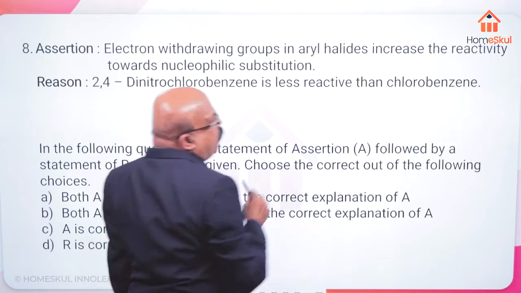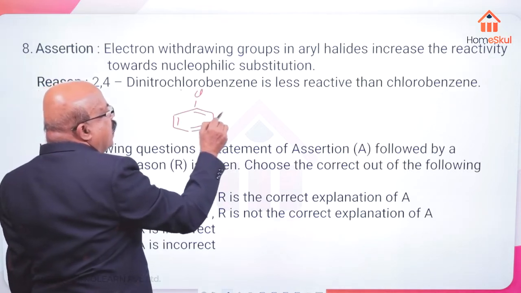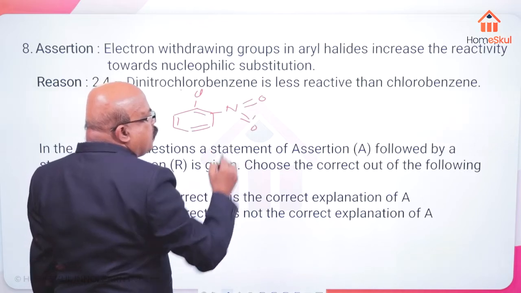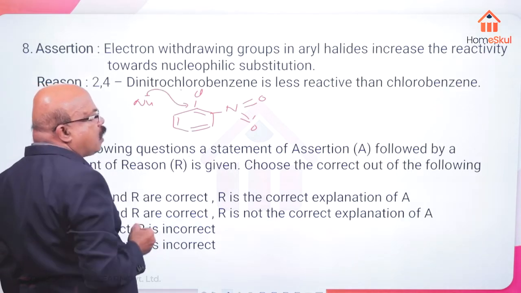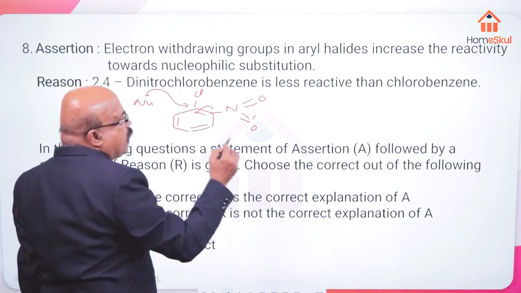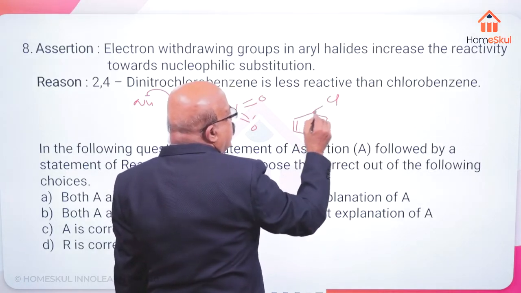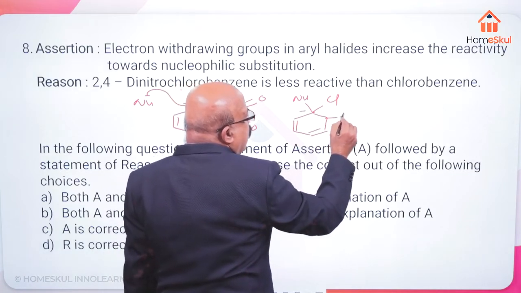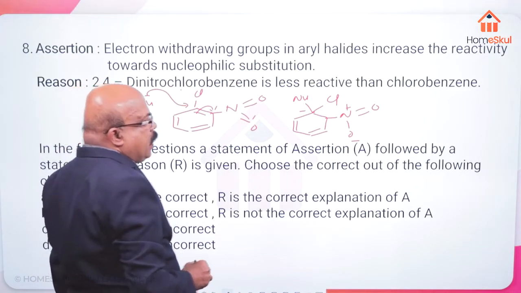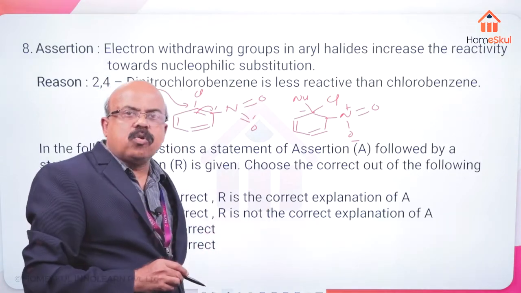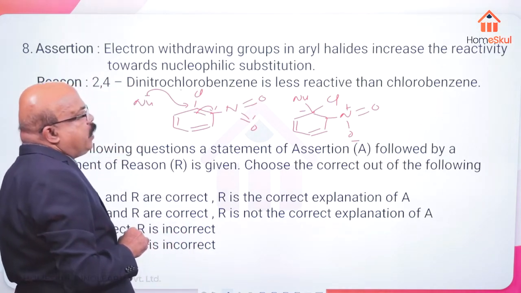But when the haloarene has an electron withdrawing substituent, suppose a nucleophile is connecting to this carbon, here it forms a carbanion. Here there is the halogen atom, here there is the nucleophile, and one carbanion will be formed. This carbanion will be stabilized by the pi electrons of the benzene ring as well as that electron withdrawing group. So electron withdrawing groups in aryl halides increase the reactivity towards nucleophilic substitution.